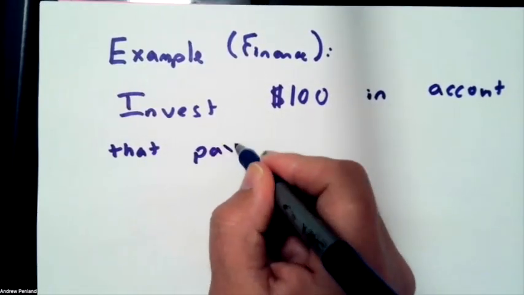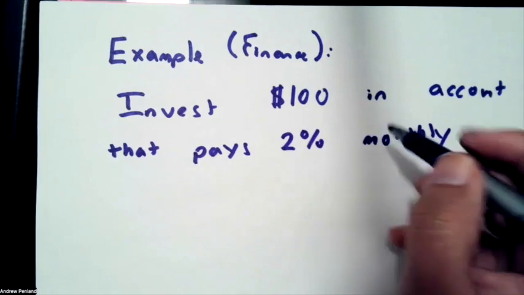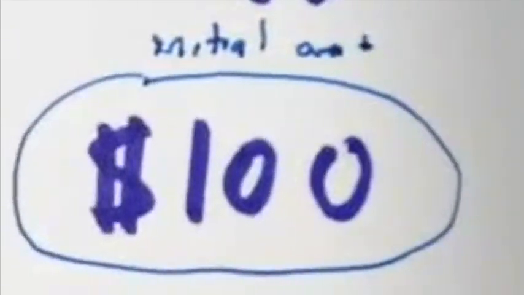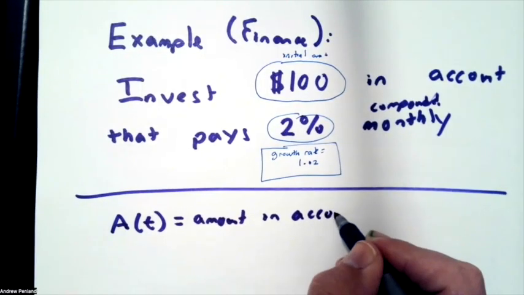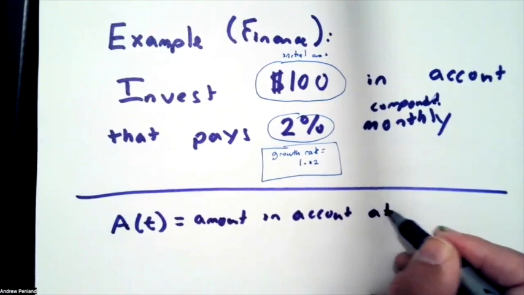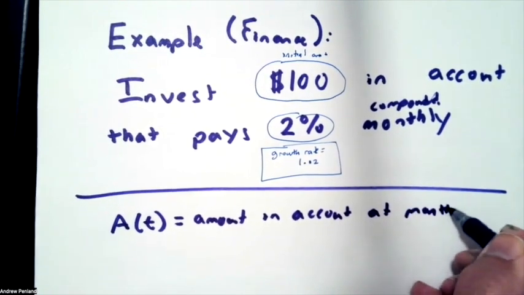Suppose we invest $100 in an account that pays 2% interest each month and compounds monthly. This means we would have an initial amount of 100 and a growth rate of 1.02. As we calculate how much money we have each month, we simply multiply the previous month's amount by 1.02.